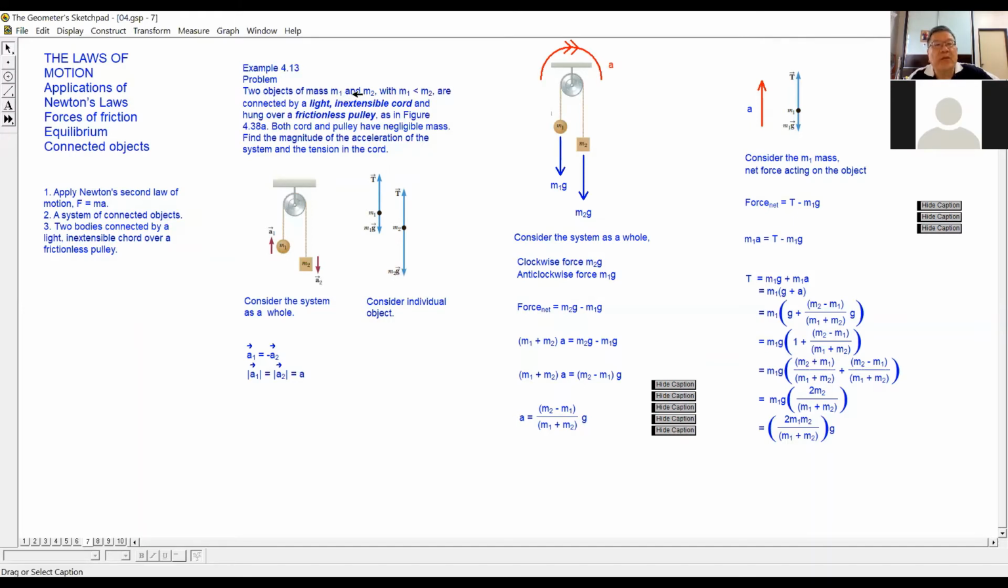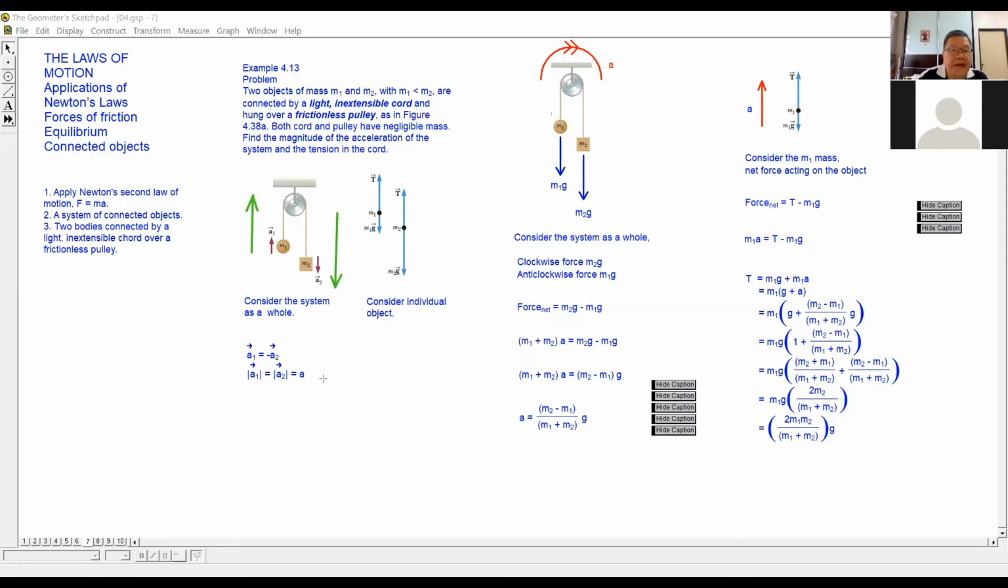Two objects of mass m1 and m2. The round one is m1. The square object is m2. m1 is less than m2, that means m2 will win. m2 wins, that means the system is moving in the direction of m2. m2 is heavier, so the whole system on this side will move downwards. But on the other side, the m1 side, because m1 is lighter, it will move upwards.